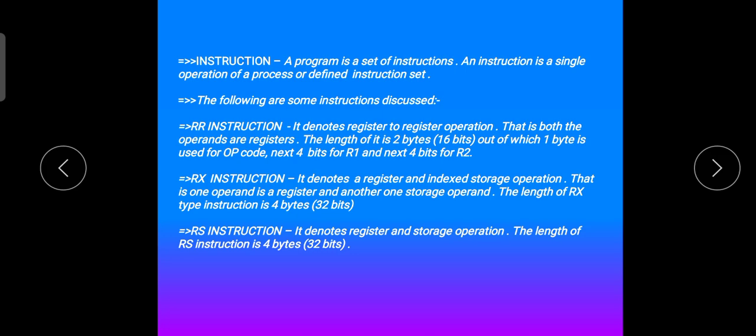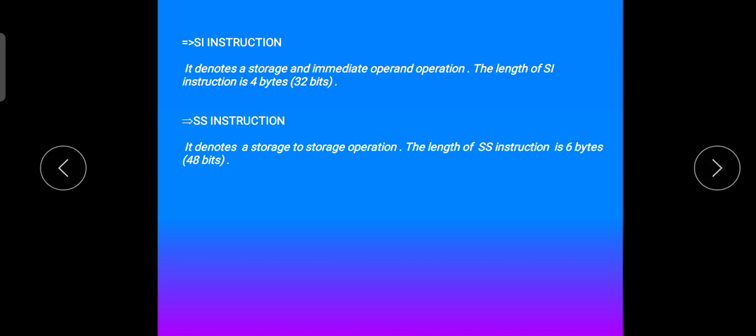And the next is RS instruction. It denotes register and storage operation. The length of RS instruction is 4 bytes or 32 bits. Finally, SI instruction. It denotes a storage and immediate operand operation. The length of SI instruction is 4 bytes or 32 bits.